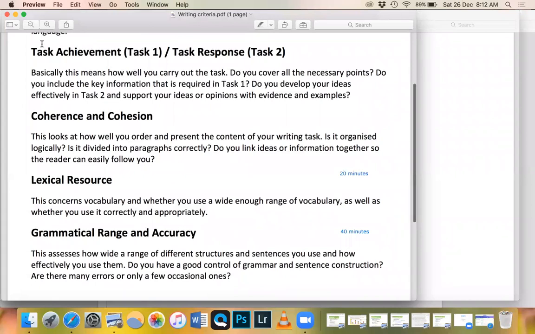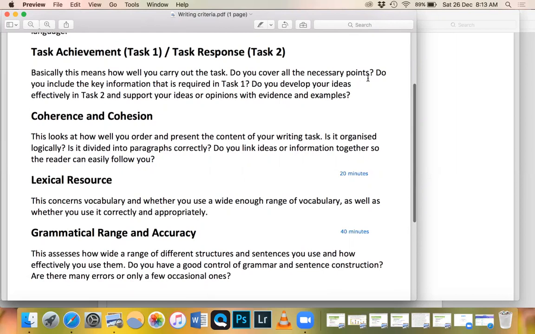Task 1 is called task achievement. This is the first criteria, the first column. And for task 2, we call it task response. Okay, it's very similar. We just use different names. So this means how you carry out the task.